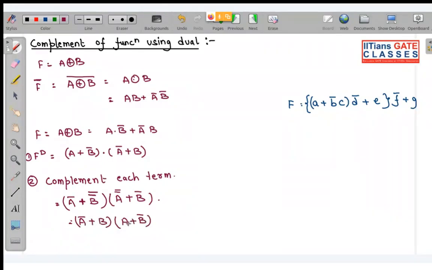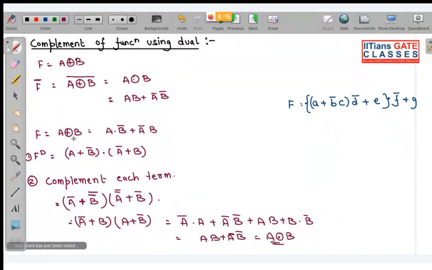If you solve this, what will you get? You will get a complement into a plus a complement b complement plus ab plus b complement into b. So this will be 0, and over here we get ab plus a b complement. So this is a XOR b. So you can see that this is the method of calculating the complement of a Boolean expression using the dual method.